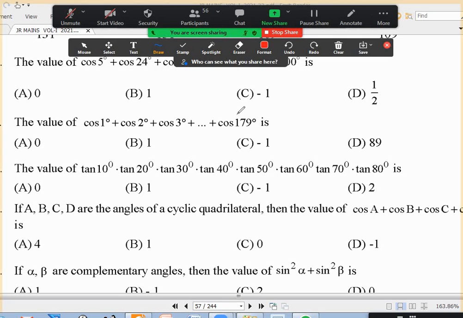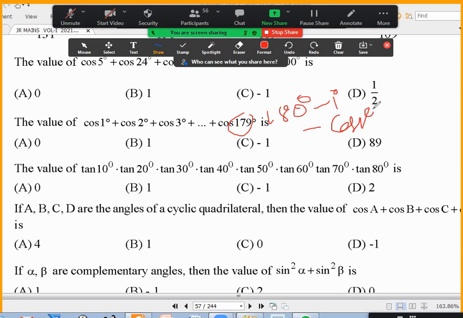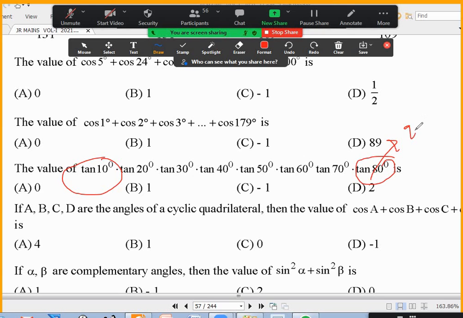But in the beginning stage, I prefer you write 179 as 180 minus 1 degree and write minus cos 1 degree, and say the first and last will cancel. Quite similarly here, tan 10 degrees and tan 80 degrees. In the place of 80, I can write 90 minus 10.